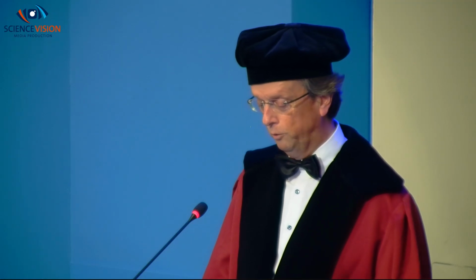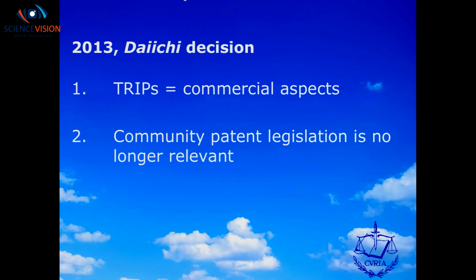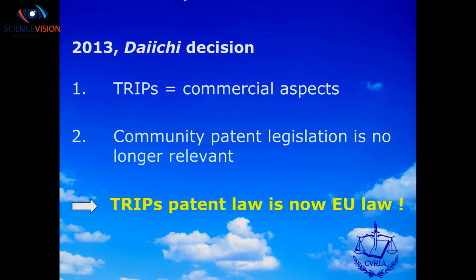So in the Daiichi case, the court said, okay, TRIPS is about commercial aspects. Commercial aspects is the domain of the union now, contrary to before. So we no longer have the requirement that the union needs to have legislated before we can step in. So the fact that we don't have a patent directive is no longer critical. And therefore, TRIPS patent law is now European patent law.